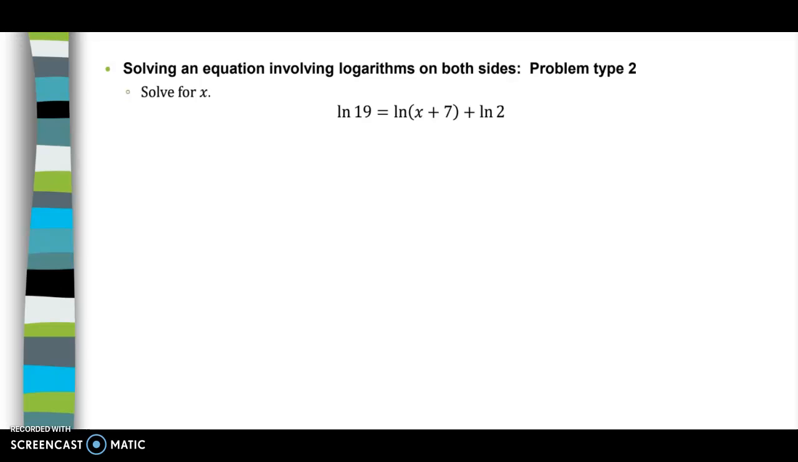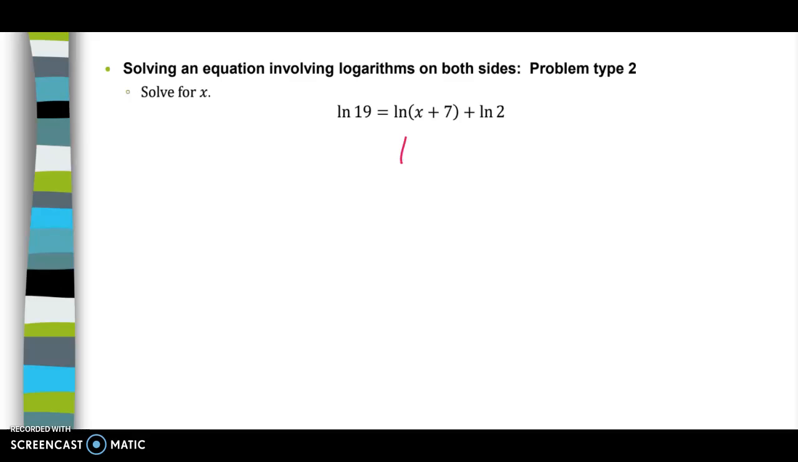So here's another one. Here we have a log base e, or natural log. Now I want you to think for a moment how you might set this up so I end up getting only one log on each side. What are we going to do? Pause the video and start working on it for a minute.